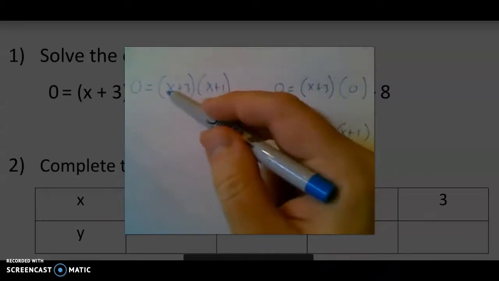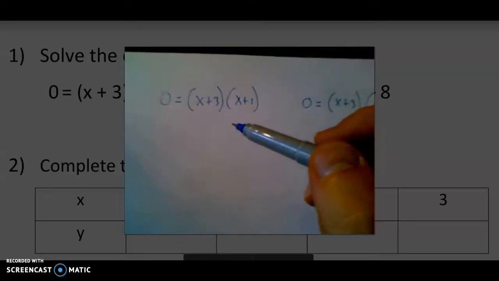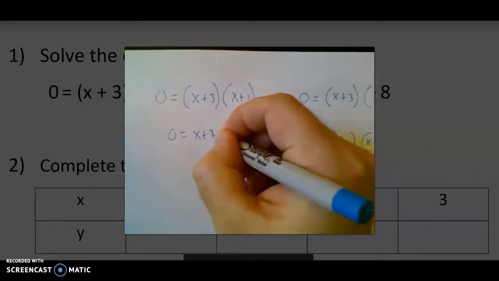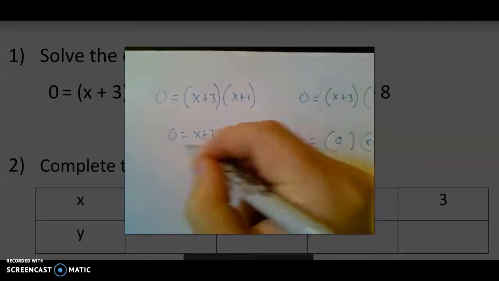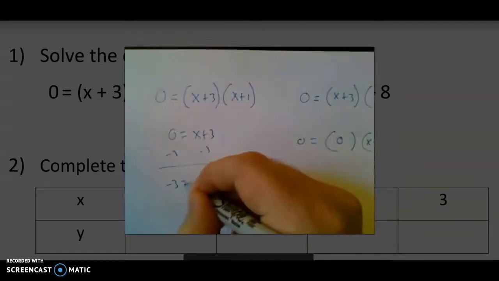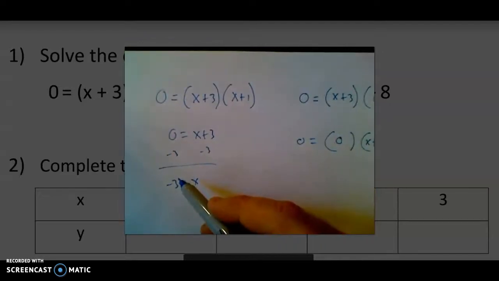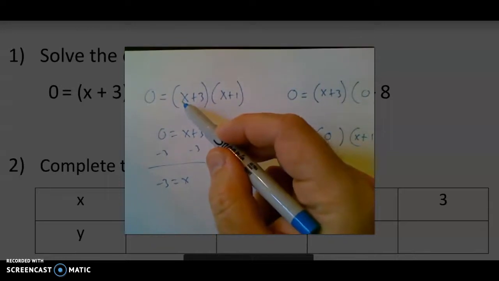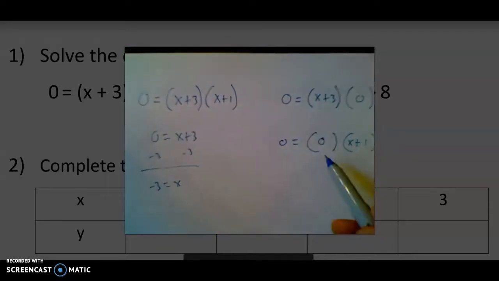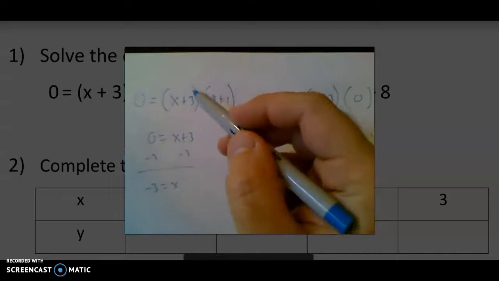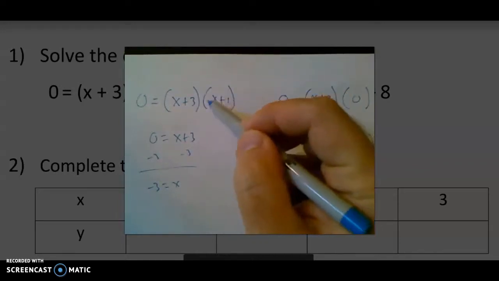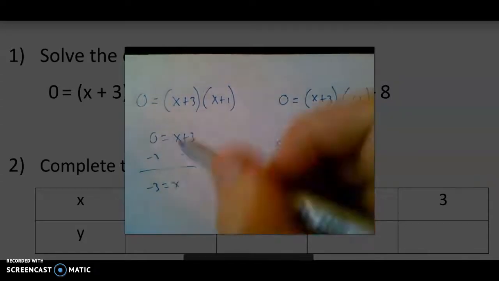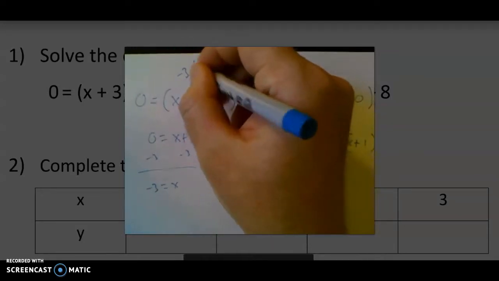So to do that, I'm going to take one of these at a time and treat it like it was a linear equation. So I'm going to go 0 equals x plus 3 and just solve for x. So subtract 3 from both sides. And there you have it, negative 3. If I plug that in for x, I would get negative 3 plus 3 is 0. And then if I plug negative 3 in here, it doesn't even matter what that gives me, because 0 times anything is still 0. So negative 3 is one of the solutions.